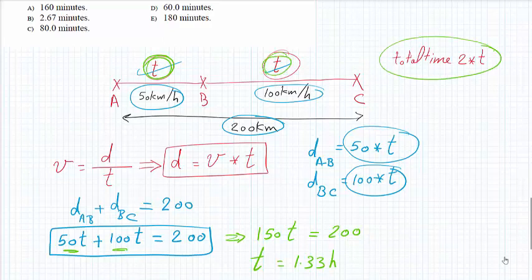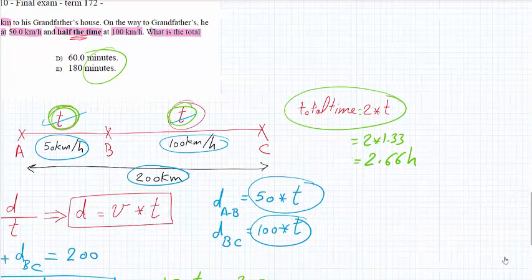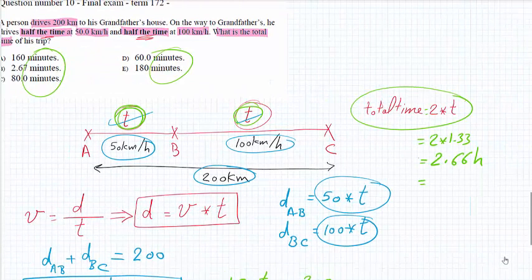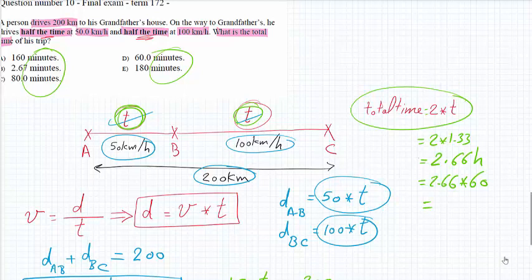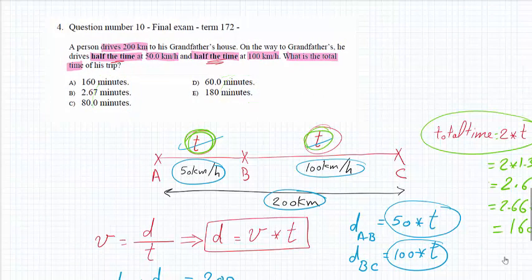So the total time will be 2 times T, which is 2 times 1.33 hours, gives you 2.66 hours. But the choices here are all in minutes. So you need to multiply your result, 2.66 times 60, to convert from hours into minutes. 2.66 times 60 gives you 160 minutes. So we will go to the choices here and see, yes, 160 is the first choice.